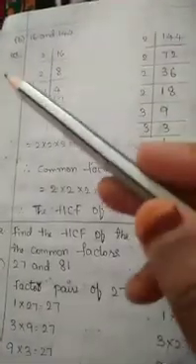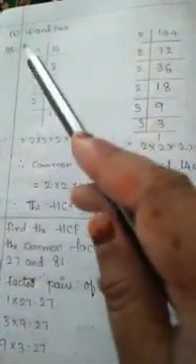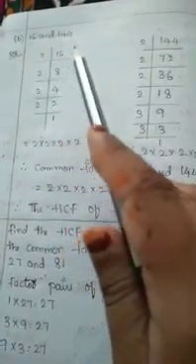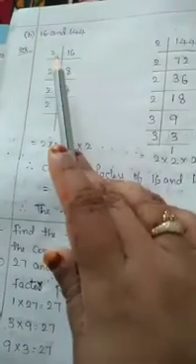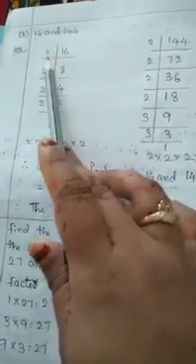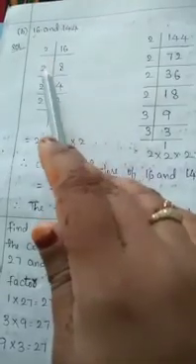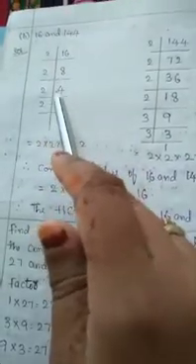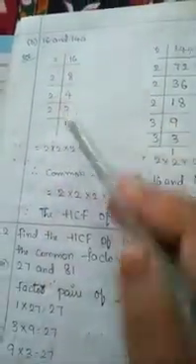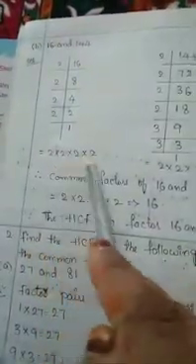Let us do the first bit, second problem: 16 and 144. Let us take the smaller number, that is 2, because 16 will come in the 2 table. 2 8s are 16. Next 8: 2 4s are 8, 2 2s are 4, 2 1s are 2. We write this as 2 into 2 into 2 into 2.